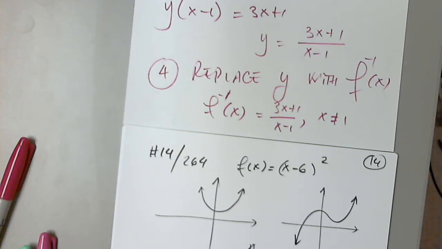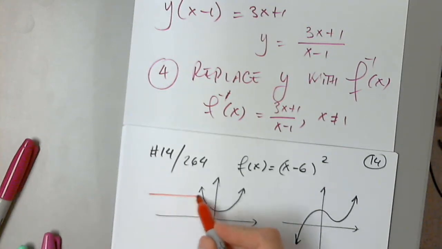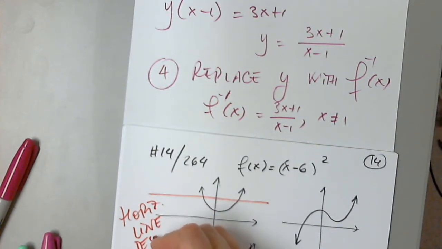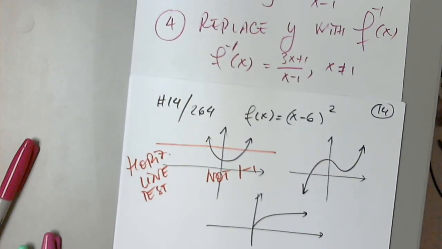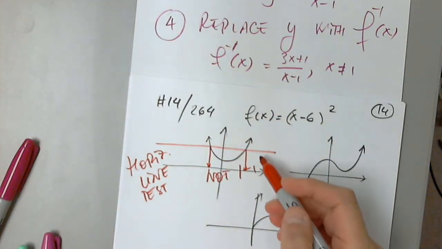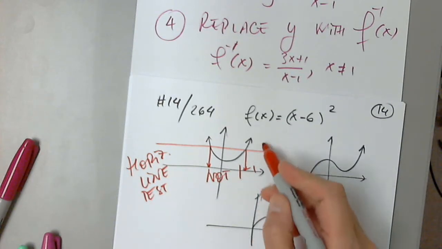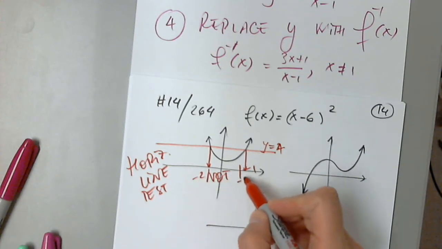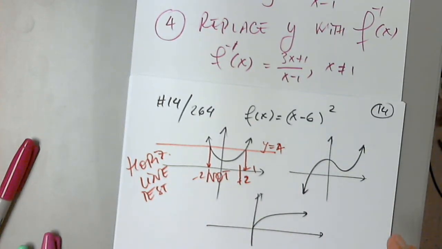I have three functions for you. The first one is quadratic. By the horizontal line test, not one-to-one. So if I cut the graph with a horizontal line and I find two or more corresponding x values, I will say that this is a function, but it's not one-to-one. For y equals, let's say better 4, I get negative 2 and positive 2. So this is not one-to-one.